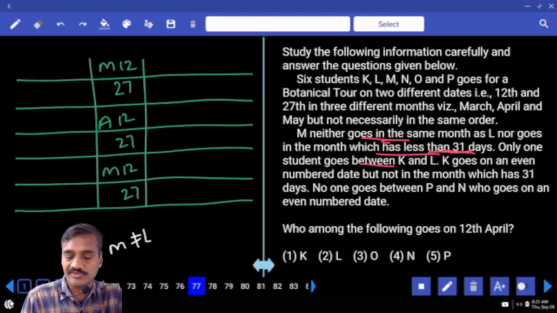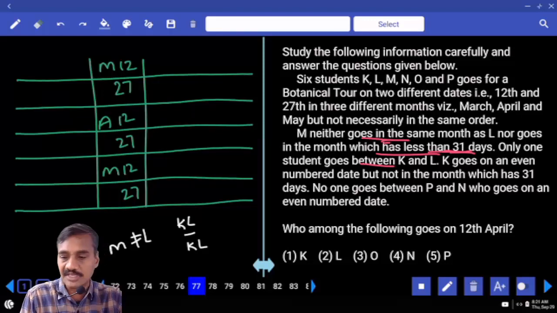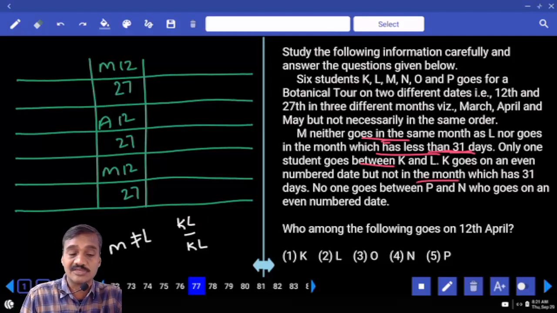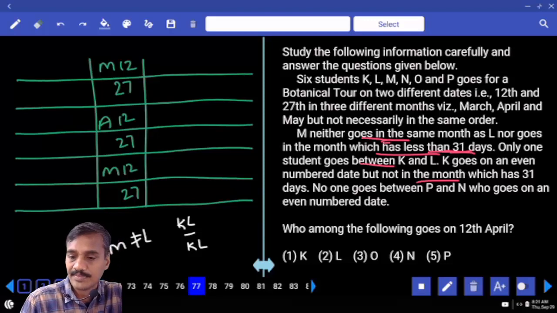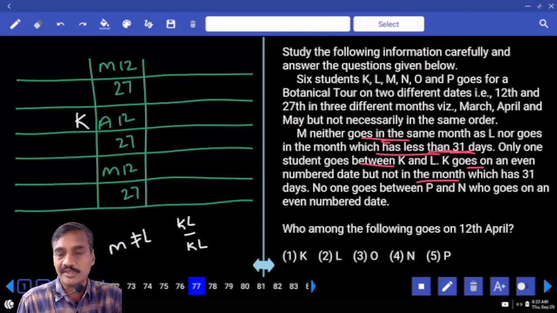Hence March and May, only one person between K and L. K goes on an even number. Only one in between K and L, and at the same time K goes on an even number date, but in the month which does not have 31 days. Hence where should this K be? K goes on an even number date, K must be on April 12th. Is that correct? April 12th.